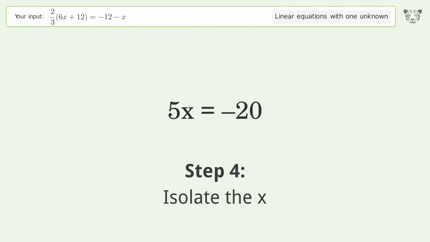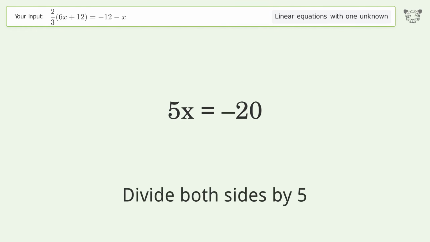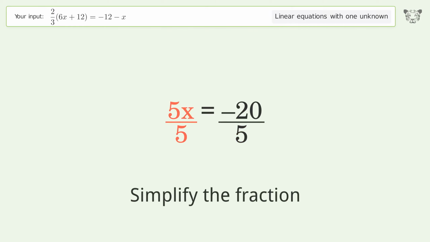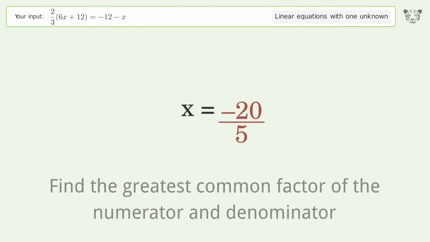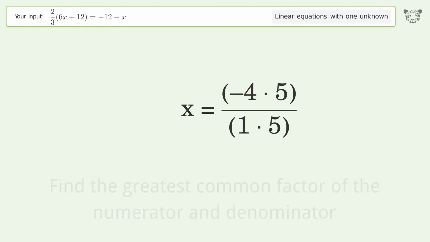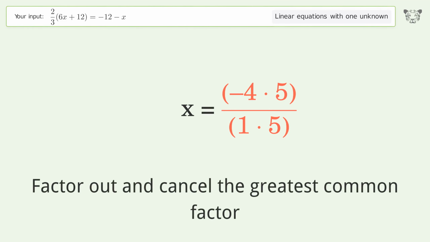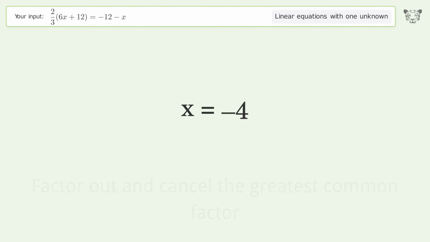Isolate the x. Divide both sides by 5. Simplify the fraction. Find the greatest common factor of the numerator and denominator. Factor out and cancel the greatest common factor. And so the final result is x equals -4.